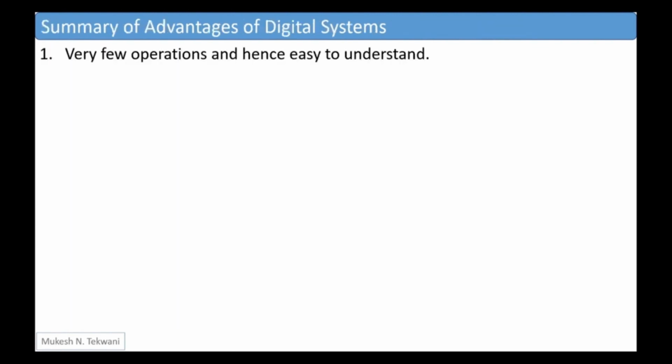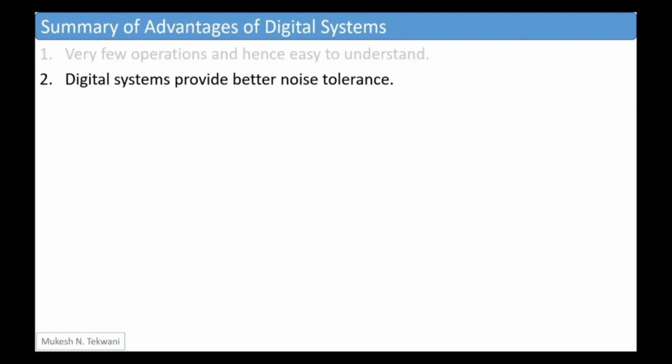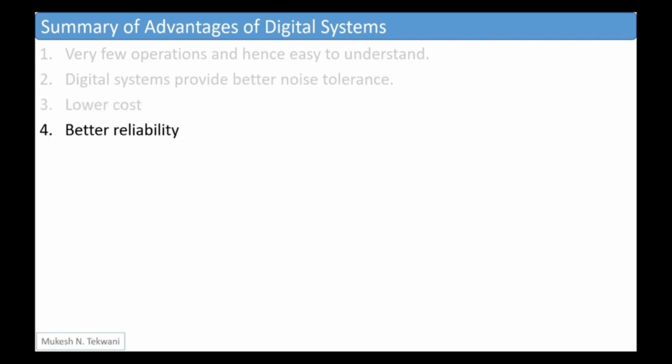So here is the summary of advantages of digital systems. There are very few operations and hence it is easy to understand the working of digital systems. They provide better noise tolerance. They are not easily affected by external noise, and by noise here we mean electrical noise, that means unwanted signals. They are lower cost and can easily be fabricated. They are more reliable, they are not affected by temperature and other factors.